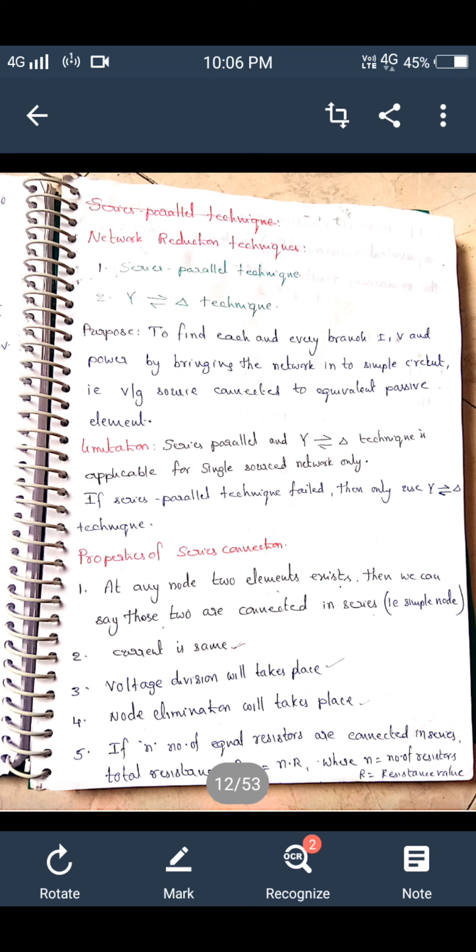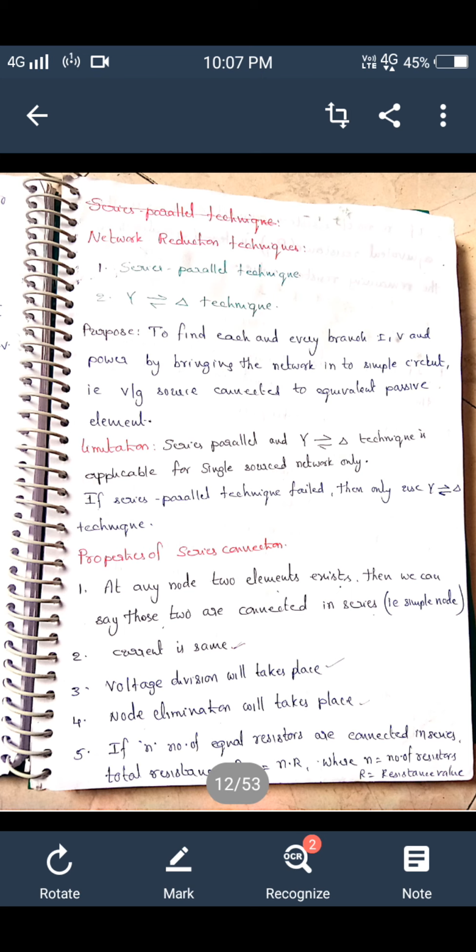If the network has more than one source, to find the currents we use, as already discussed, mesh and nodal analysis techniques. Mesh and nodal are called universal techniques. Those are applicable for single source networks also. But the series parallel technique is applicable only for single source networks.